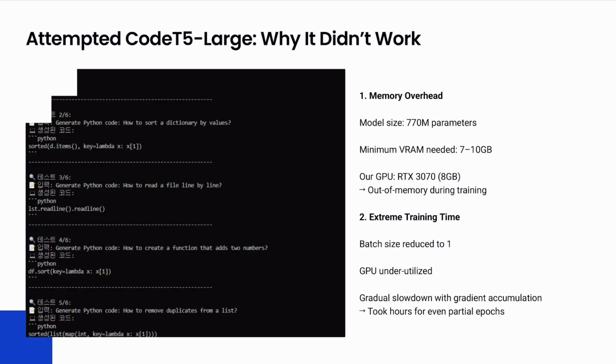Before settling on the base model, we also attempted to fine-tune CodeT5 large. This model has about 770 million parameters and in theory could have performed better. But in practice, we ran into two major issues. First, memory. Second, the training time exploded. We also saw gradient accumulation and checkpointing adding more latency.